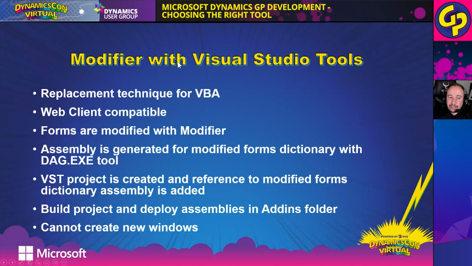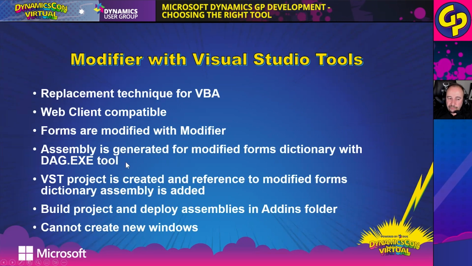We can replace VBA. Doing this is web client compatible because the Visual Studio code is going to run and it doesn't have any windows, so it will work with the Dexterity forms that are created with Modifier. We do need to create an assembly using the DAG tool, which is a dictionary assembly generator, and that allows Visual Studio Tools to be able to see and reference the modified window.